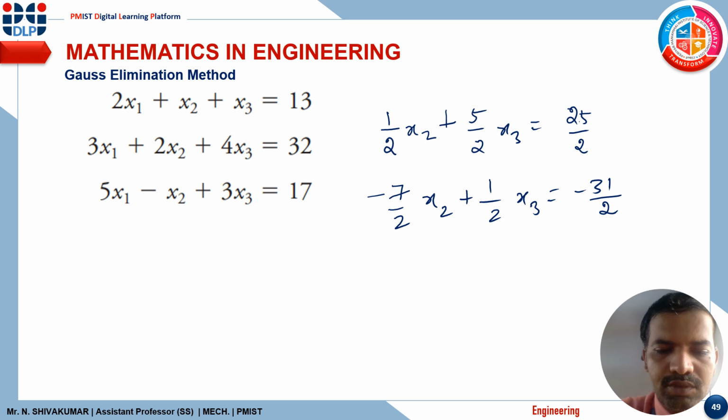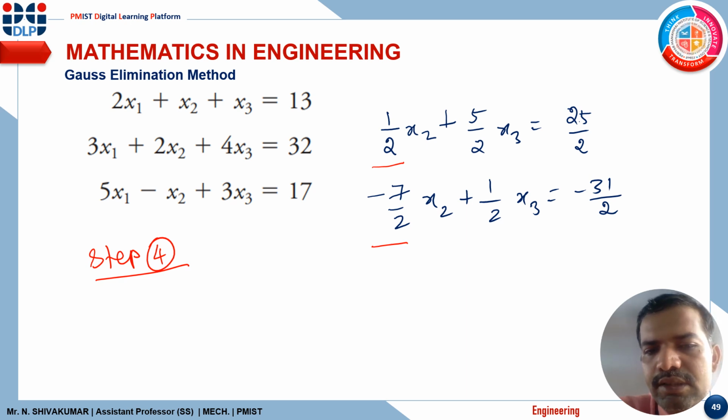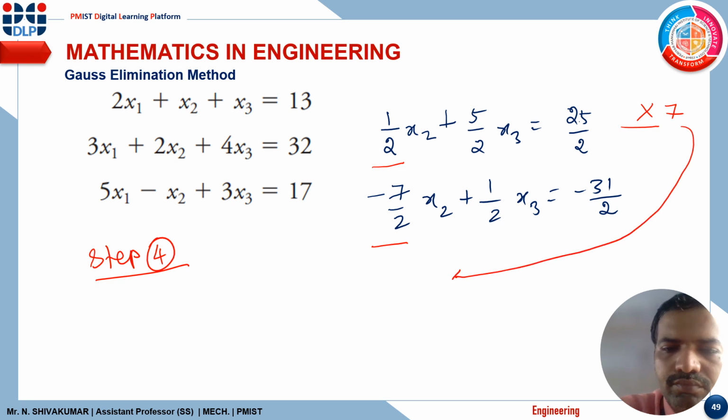Now step 4. What is step 4? I need to have these two x2 coefficients the same. So I just multiply the first equation by 7. I am keeping 7 as a positive value because we have minus 7 by 2 here. When we add, these two will automatically get cancelled. So I am multiplying this equation by 7. That is step 4.